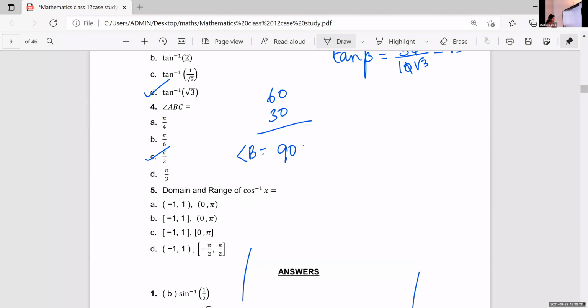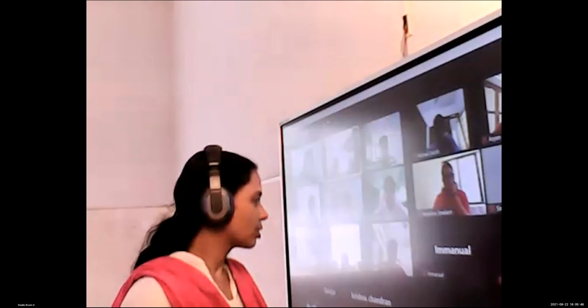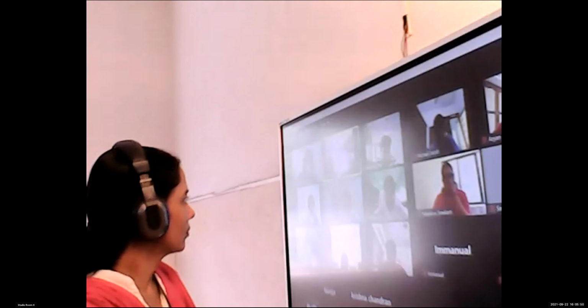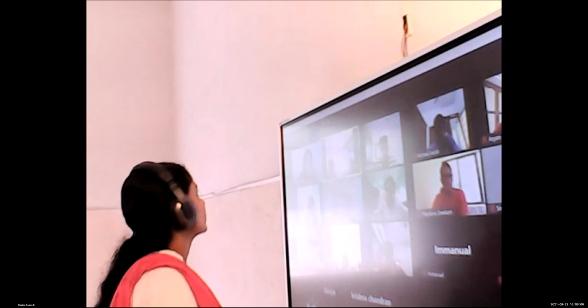What is the minimum value of cos? Yes, can you hear me? -1. So it is closed or open? Closed. Closed -1 to 1. And what about the range? Closed 0 to pi. Okay. Is it okay?